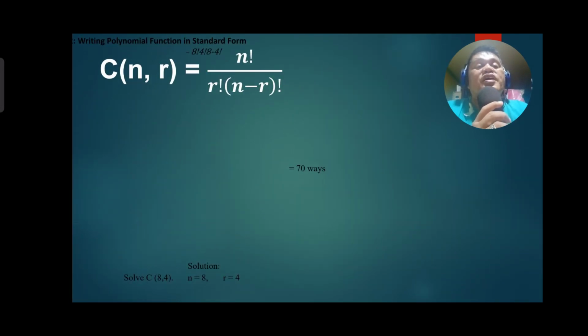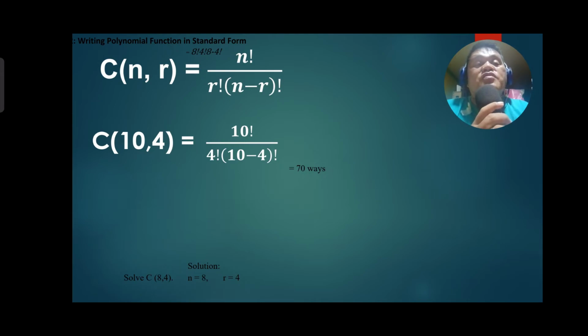So using the formula, the combination of 10 students taken 4 at a time, forming a committee of 4, is equal to n factorial over r factorial times quantity n minus r factorial. Substitute now, n is equal to 10 and r is equal to 4. So we have 10 students and we are going to form a committee of 4 from the 10 students. That will be 10 factorial over 4 factorial times quantity 10 minus 4 factorial. So we are going to process now. We have 10 factorial over 4 factorial times 6 factorial.